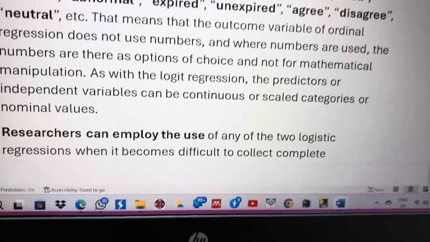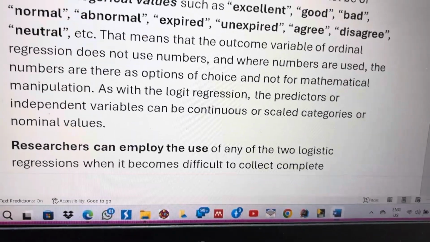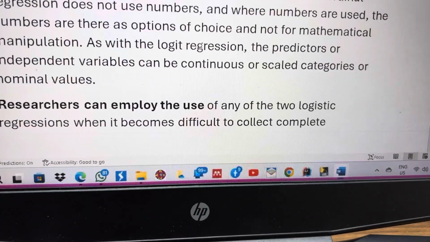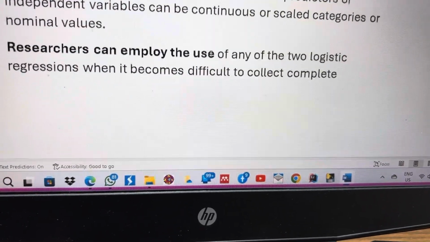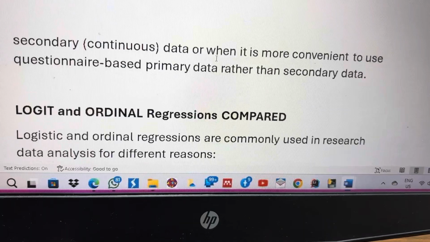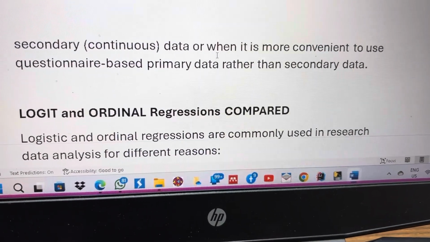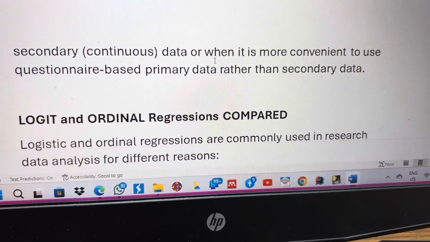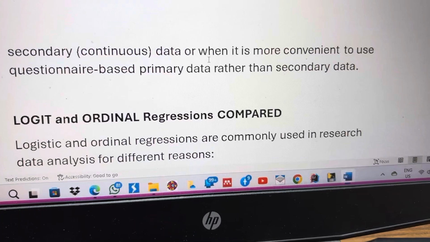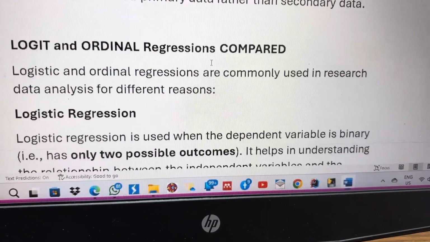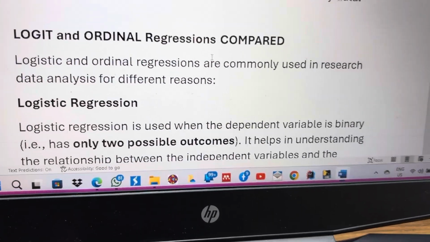Researchers can employ either of the two logistic regressions when it becomes difficult to collect complete secondary or continuous data, or when it is more convenient to use questionnaire-based primary data rather than secondary data. Now, Logit and ordinal regressions compared.